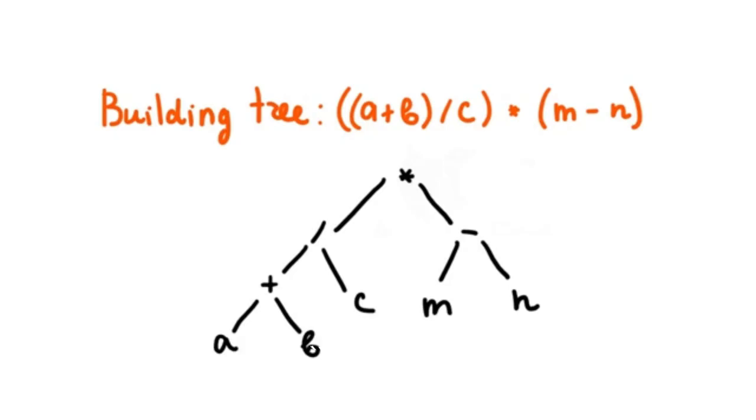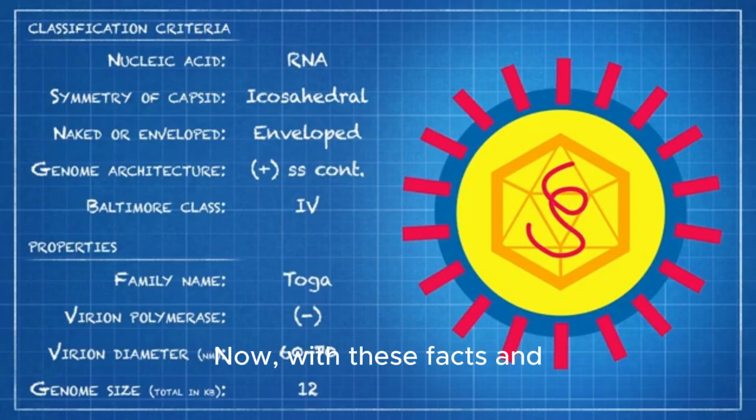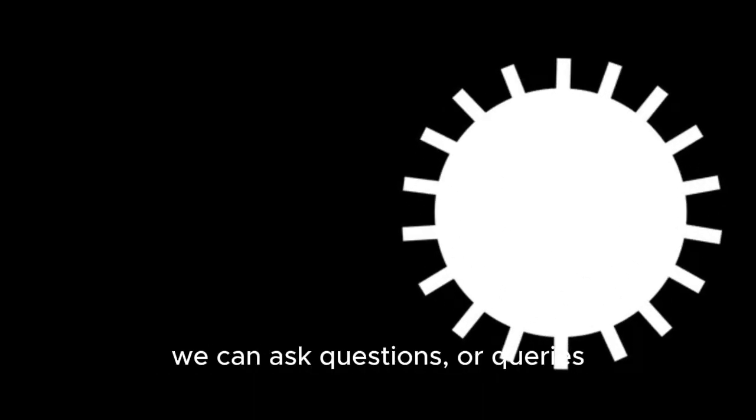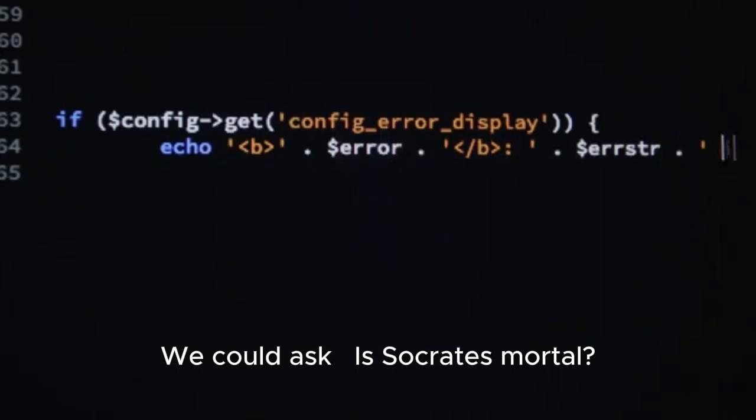The X is a variable. This rule tells the system that, for any X, if you can prove that human(X) is true, then you can conclude that mortal(X) is also true. Now, with these facts and rules loaded into our knowledge base, we can ask questions, or queries. We could ask, is Socrates mortal?